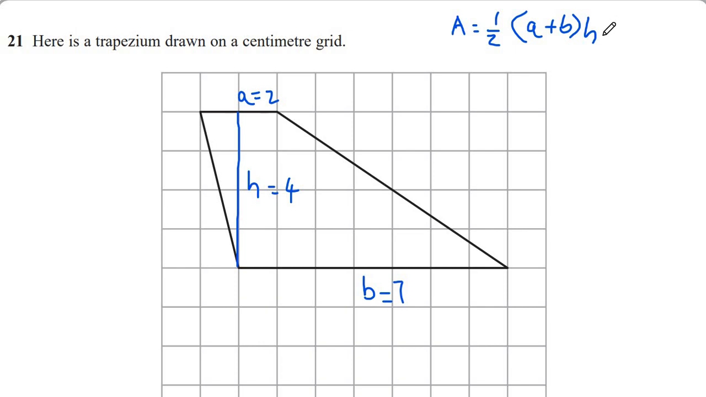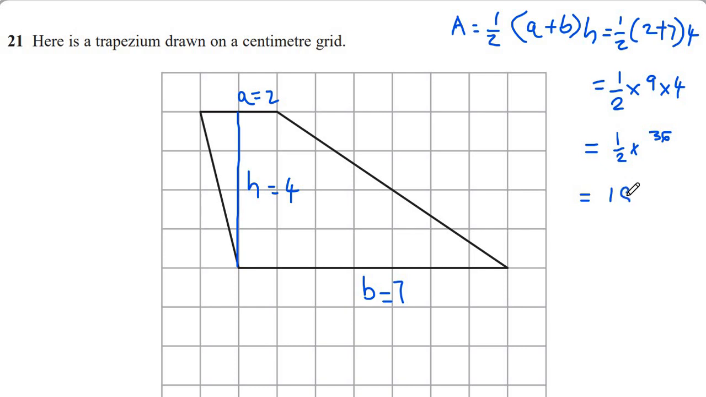So that means the area of this trapezium is half, 2 plus 7, times the height, which is 4. So that means this is going to be half times 9 times 4. So that will be half times 36. And so the area of the trapezium is 18.